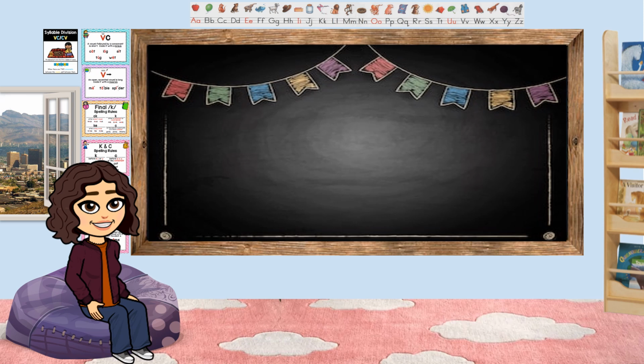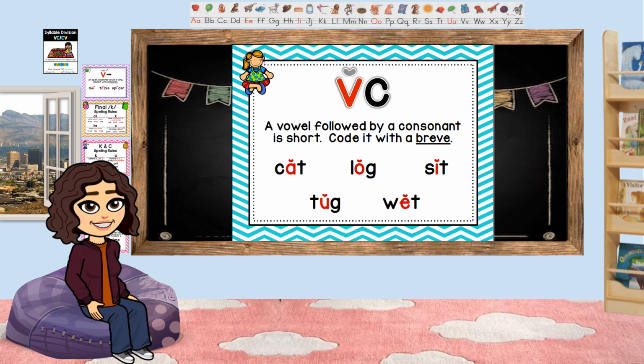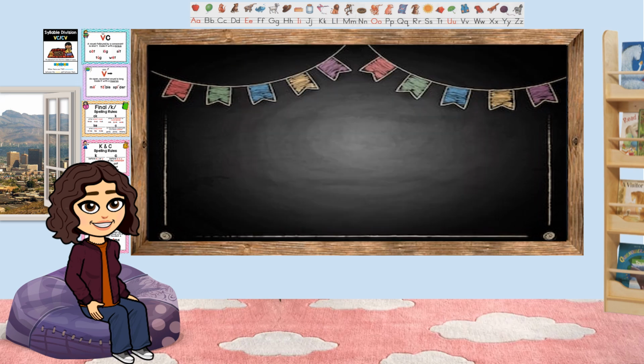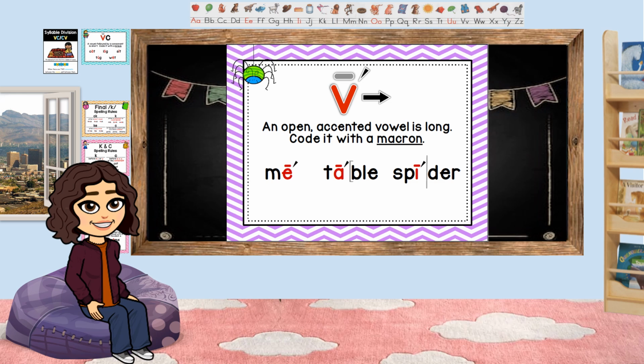Now we're going to practice coding some words up on our board. But before we begin, let's review some of our rules. We have our vowel consonant rule. A vowel followed by a consonant is short, and we code it with a breve. We also have our long vowel rule. An open, accented vowel is long, and we code it with a macron.